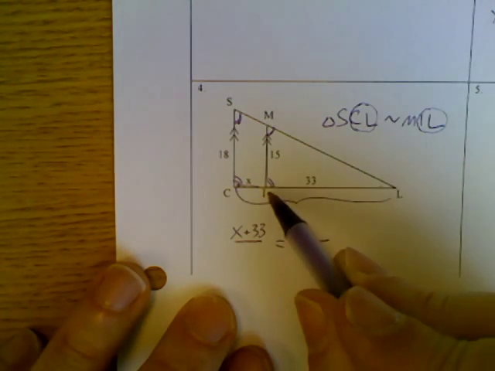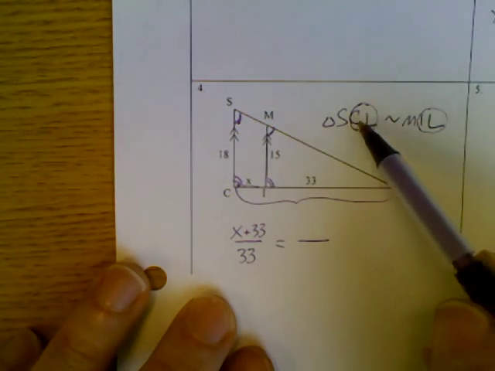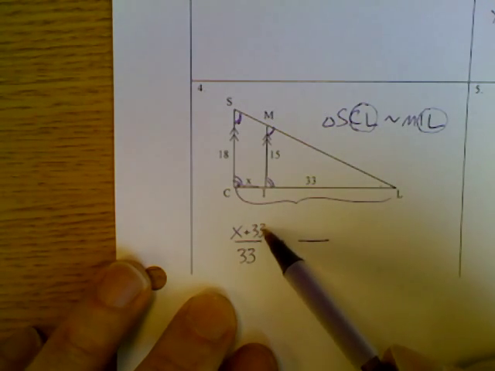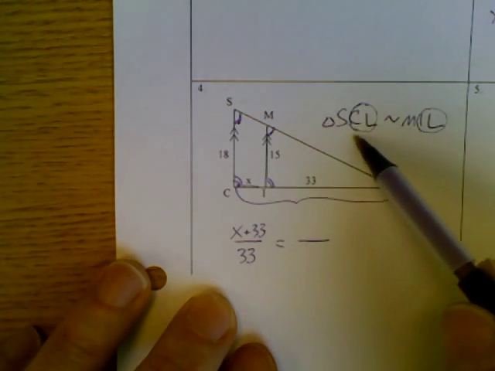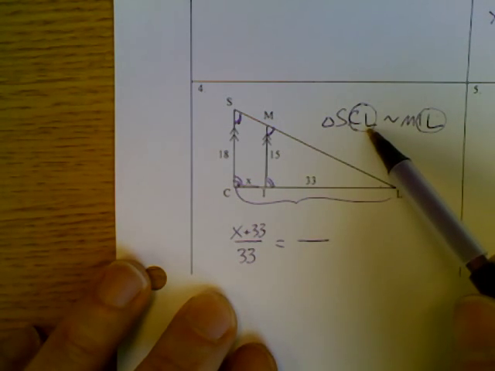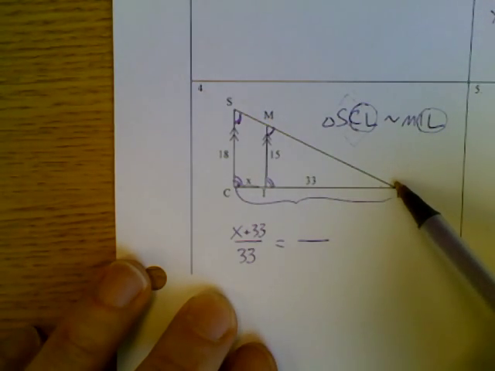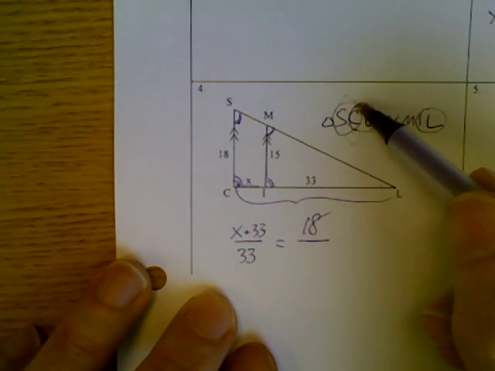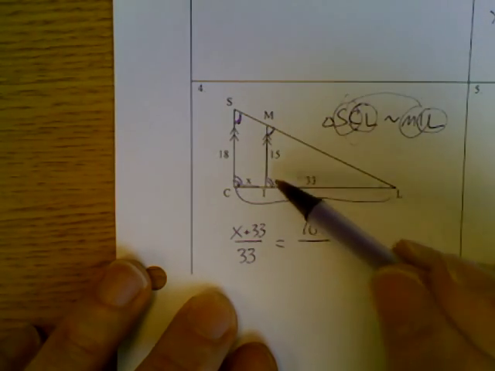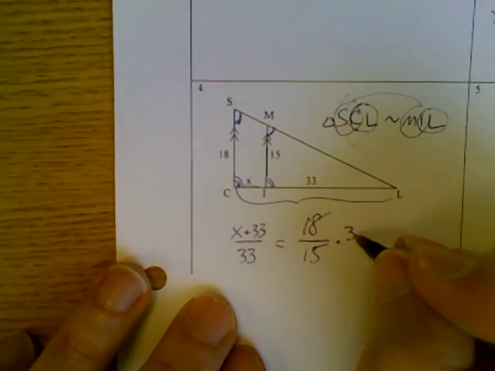And how long is that? IL is 33. Okay, so I've got a side from this triangle, x plus 33, over the corresponding side from that triangle. Now I need another side from this triangle, either SC or SL. Well, I don't know anything about SL, but I do know that SC is 18, and that matches up with MI, which is 15.